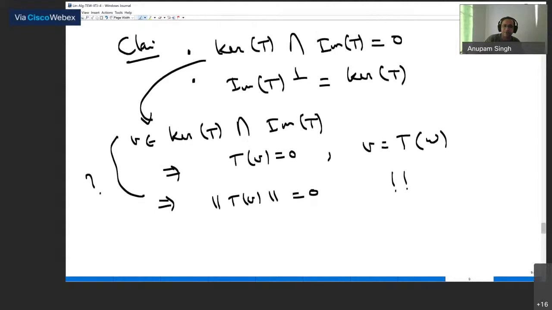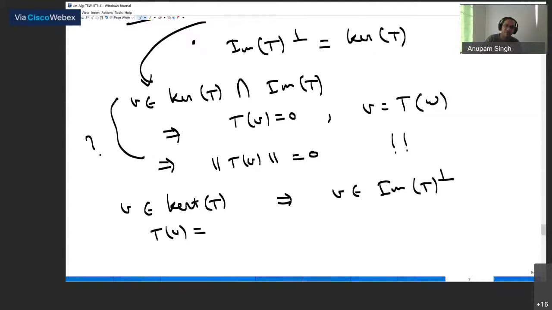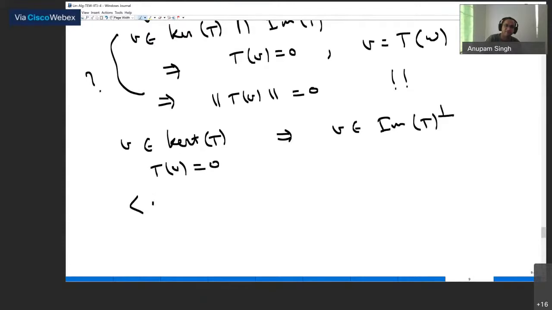So what is the second part? I have to prove that image of T perpendicular is kernel of T. So I'll prove both ways, that this is contained in this and this is contained in this. So suppose I have a vector v which is in kernel of T, and I'll prove that this implies v is in image of T perpendicular. How do I do that? So v is in kernel of T. So obviously I have T of v is 0. To prove it is perpendicular to everything in the image, I have to compute v comma something in the image. So let's say something in the image is of the form T of w.